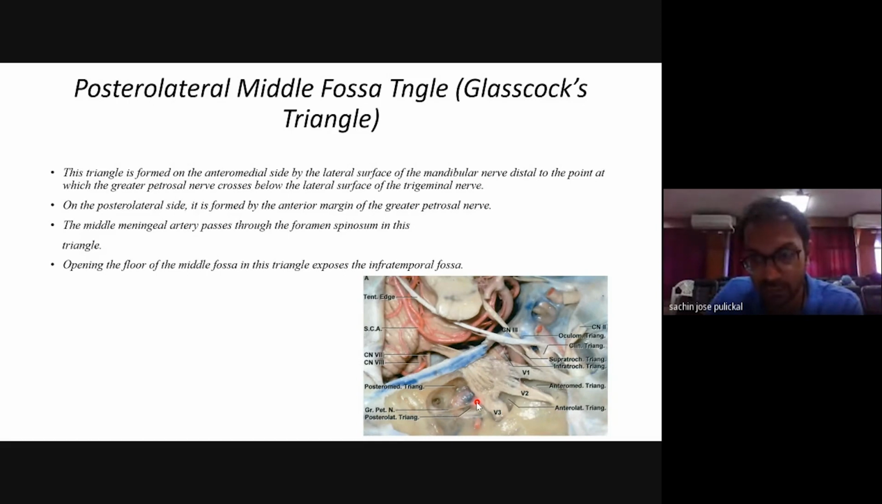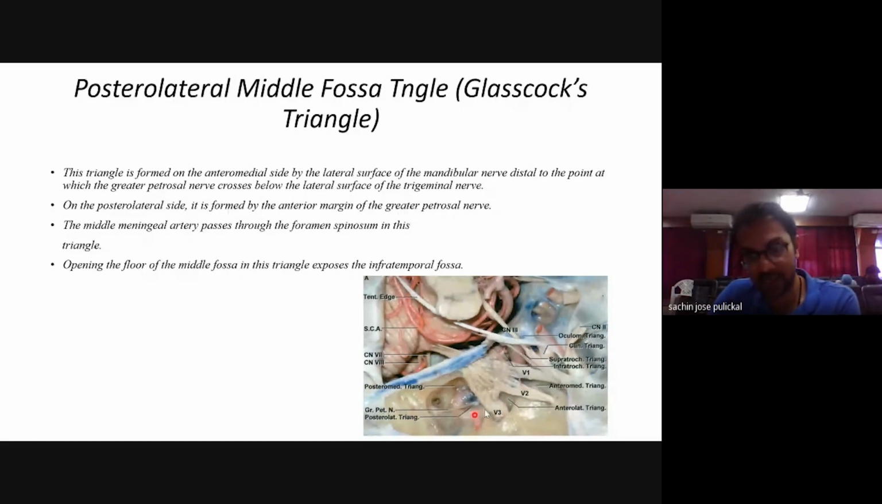The importance of Glasgow's triangle is that the middle meningeal artery and foramen spinosum will be situated at its center. So when you do subtemporal approaches, you identify the foramen spinosum because it is situated 2 centimeters medial to the zygoma root. Whenever you're operating on an EDH, there is a lot of bleeding. You just trace the zygoma root, go 2 centimeters inferior to it, and you will find the foramen spinosum and the middle meningeal artery. If the bleeding is controlled, you can trace V3 just medial to it, and the GSPN will be just posteromedial to it.